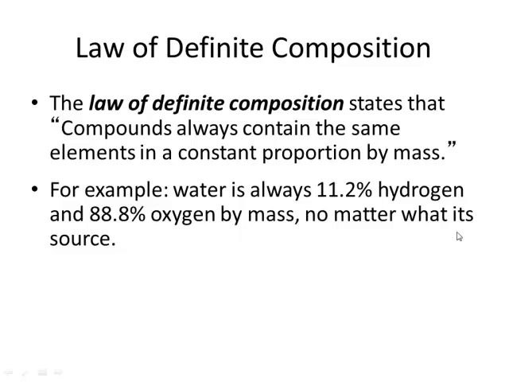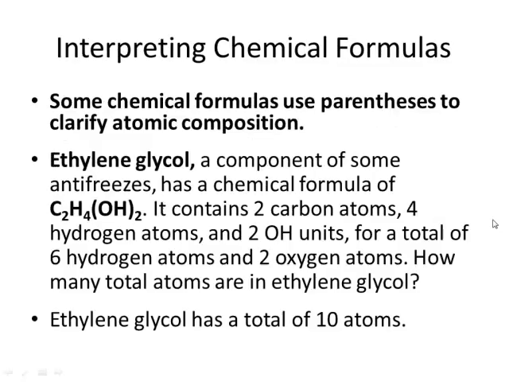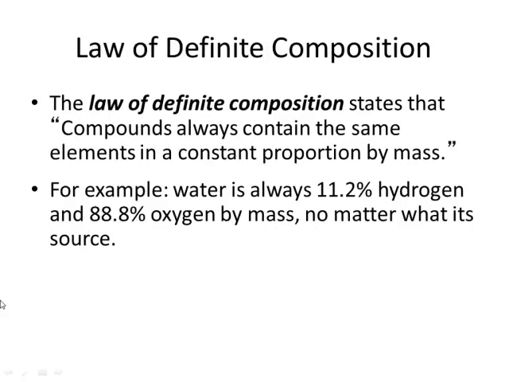If you make water in the lab, you'll have it. If you find it in the ocean, you'll have it. So it doesn't make any difference where you get it. It's going to have that composition. If you go back to the other one and you weighed it, the definite composition would tell you that ethylene glycol would always have 2 atoms of carbon, 6 hydrogen atoms and 2 oxygen atoms, by mass. So this is by the weight.